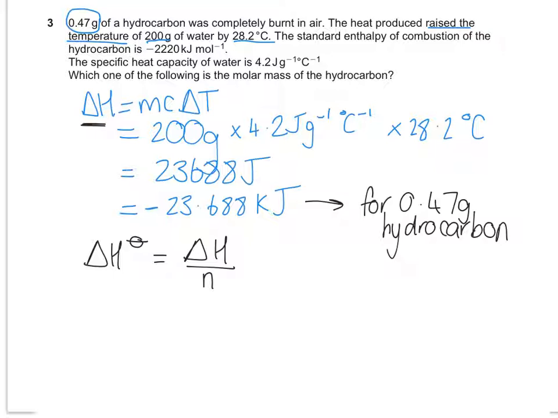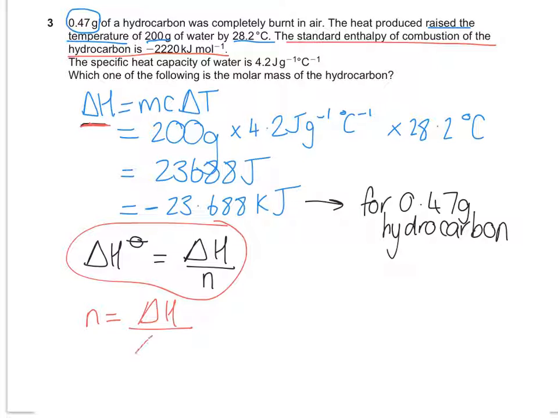But in this case we are given the standard enthalpy of combustion, and so we need to use that and the value for delta H that we have calculated to work out the number of moles. So we're really just rearranging this equation to get the number of moles. So that means that the number of moles is going to equal delta H over the standard enthalpy of combustion. And if we put that into the equation, we can see that the units come out as what we want it to be.